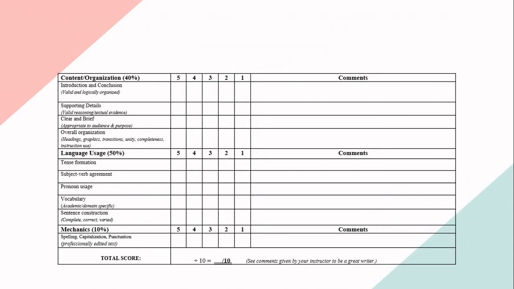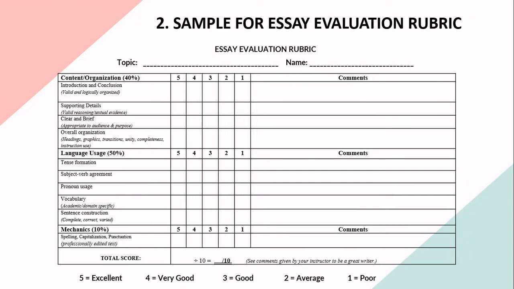Let's go to the next sample. The next sample is for essay evaluation rubrics. Similar things happen here, except under the introduction and the conclusion, you're going to look for valid and logically organized paragraphs. That means the introductory as well as the concluding paragraph. The rest is similar. You can use them in a similar way.